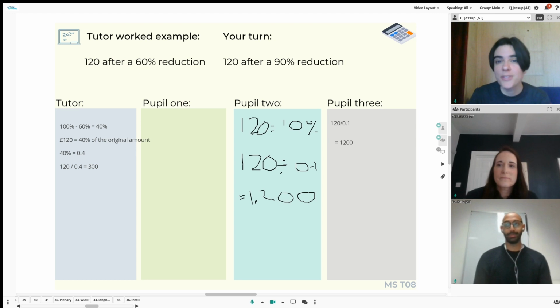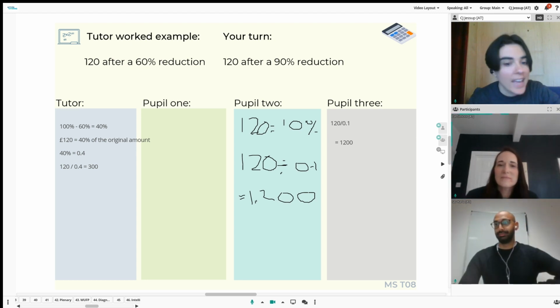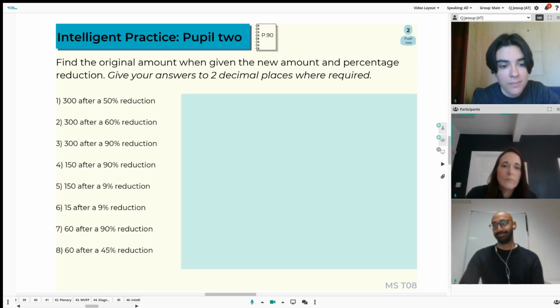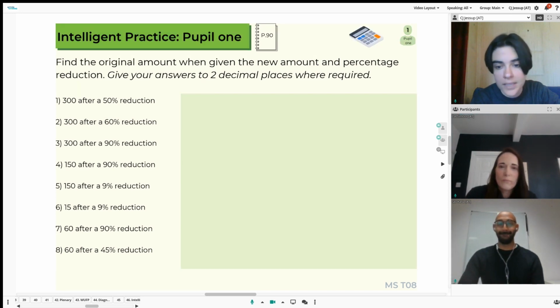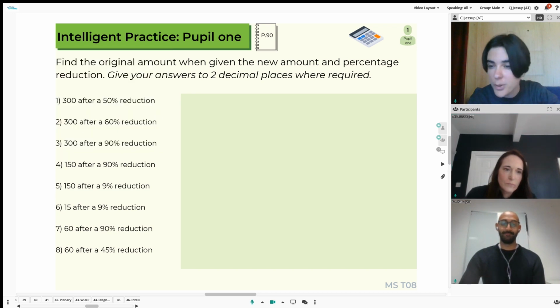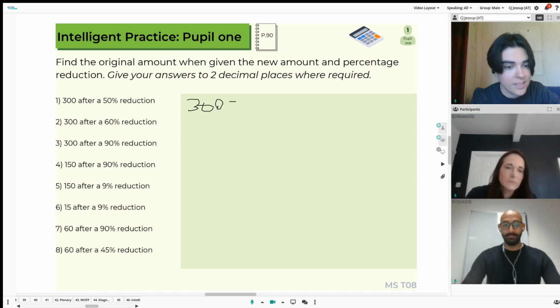So we're going to move on now to you guys practicing a bit more. So again, Sav, if you want to be pupil 1, Kat, if you want to be pupil 2, I will give you control of the whiteboard now. Okay, have you both got control of the whiteboard? Sav, slide 16, Kat, slide 18.